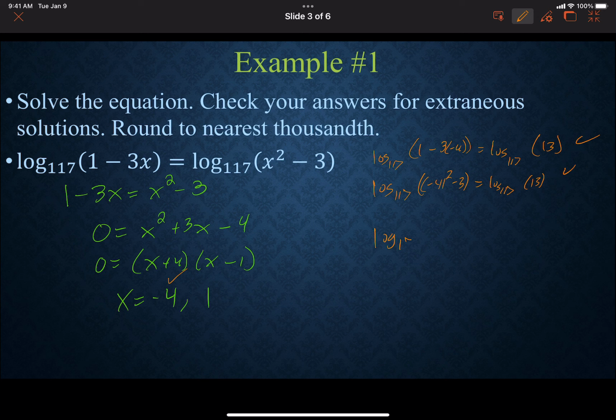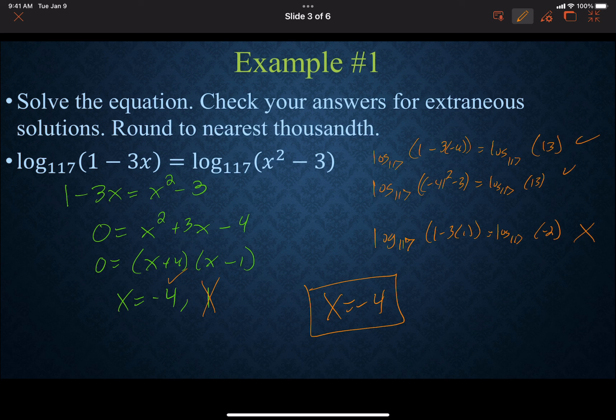Whereas when you try to substitute the 1 in, log base 117 of 1 minus 3 times 1, we get log base 117 of negative 2. And while we will ultimately find out that both sides have it be negative 2, which is great that they're the same, we can't solve it that way. It can only be solved and work if we get a positive inside. Can't have a 0 inside, can't have a negative inside when you substitute in.